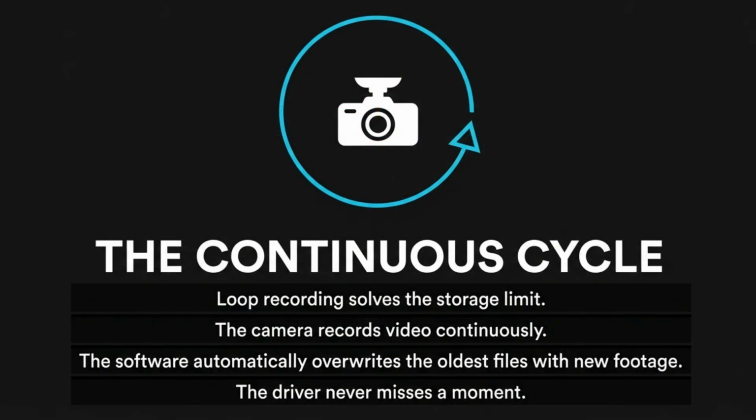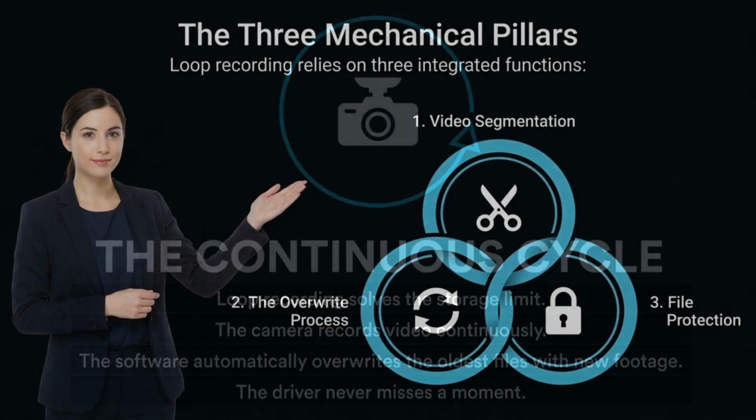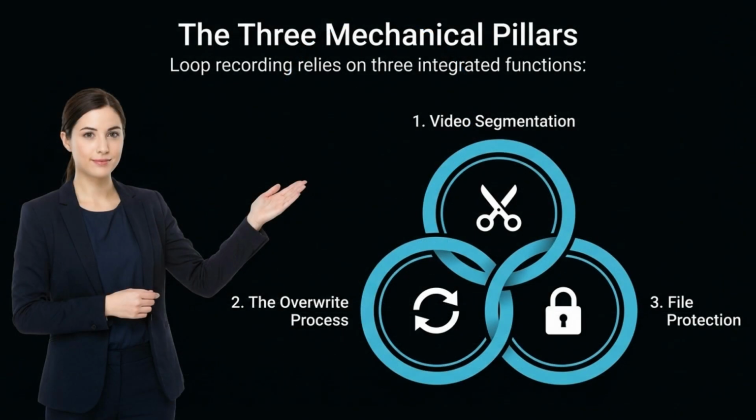Loop recording solves the storage limit by continuously recording video. The software automatically overwrites the oldest files with new footage, ensuring the driver never misses a moment. Loop recording relies on three integrated functions: video segmentation, the overwrite process, and file protection.